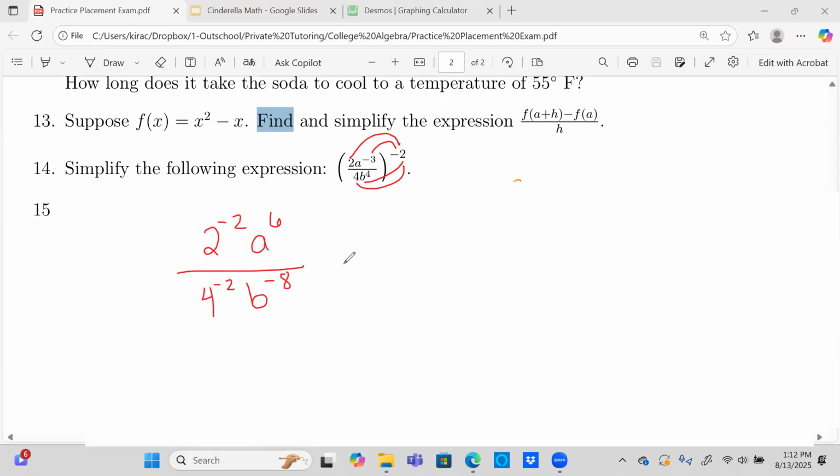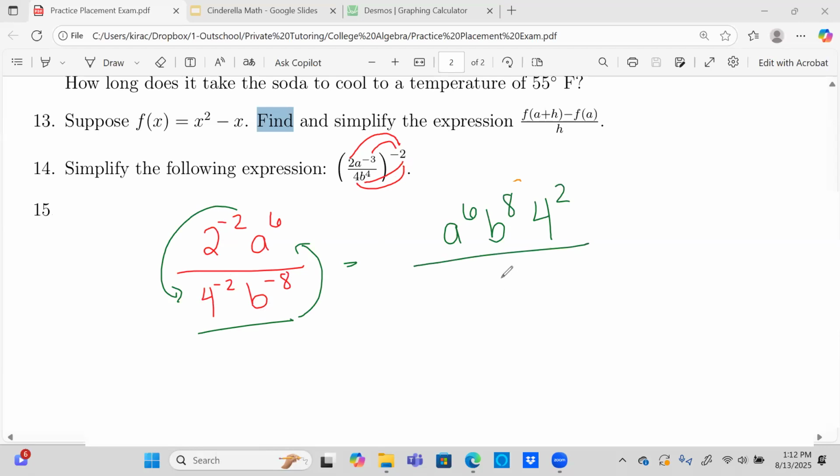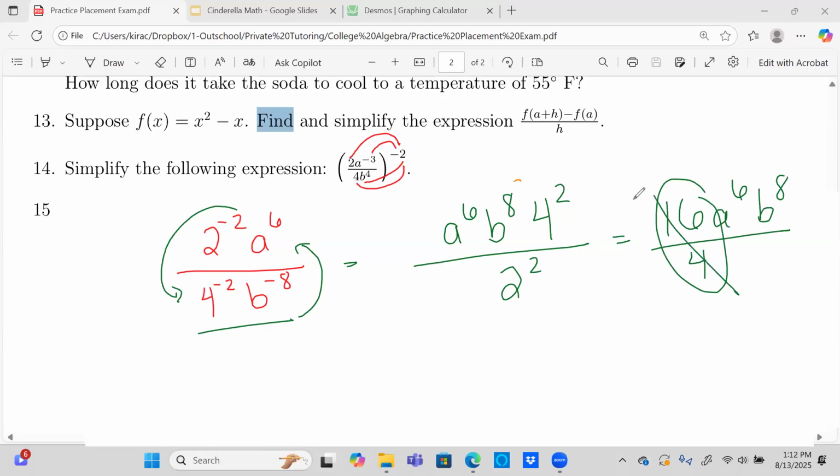And now just fix that. Well, this one's negative, so it's going to come down. These two are negative, so they need to go up. So on the top, we have a^6, b^8, 4 squared. And on the bottom, you would just have 2 squared. So that's 16 a^6 b^8 over 4. But 16 divided by 4 is 4. So final answer, 4a^6 b^8. Okay, they both got us to the final answer. Pick whichever's easiest for you. They both worked.